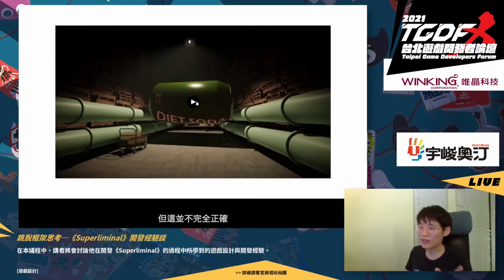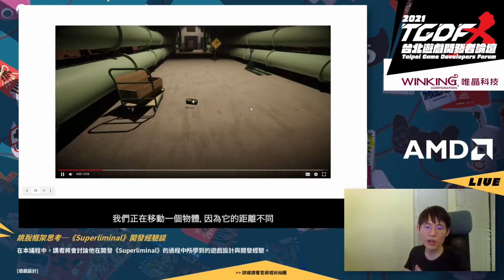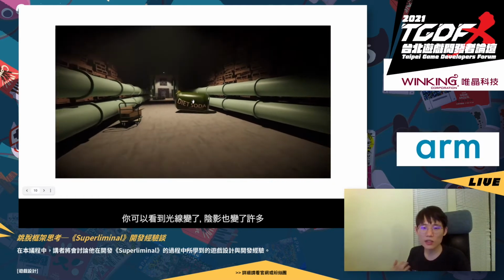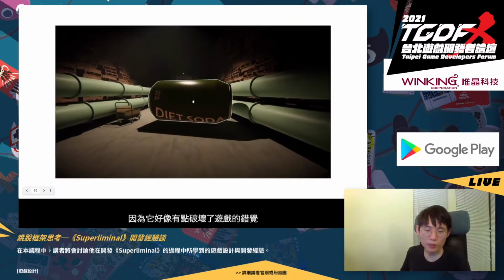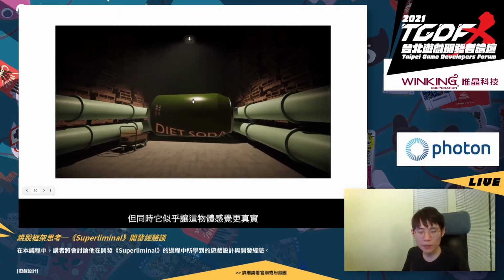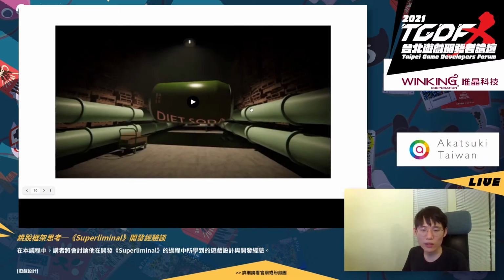Except that's not exactly true. Here's an example where you're moving an object around, and because it's at different distances, you can see the lighting change and the shadows change a lot, right? At the beginning, we were concerned about this because it broke the illusion of the game a little bit, but at the same time, it made the object feel more in world, and so in the end, we thought that this was an okay effect to have.